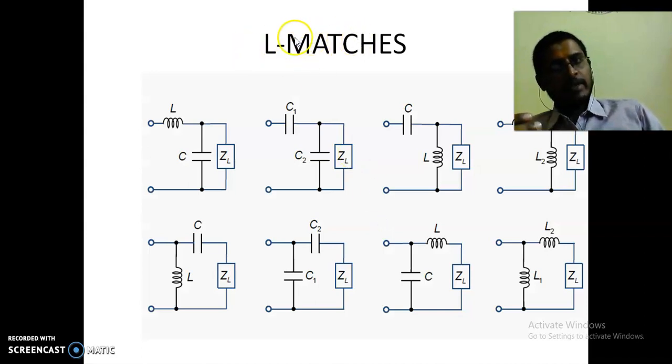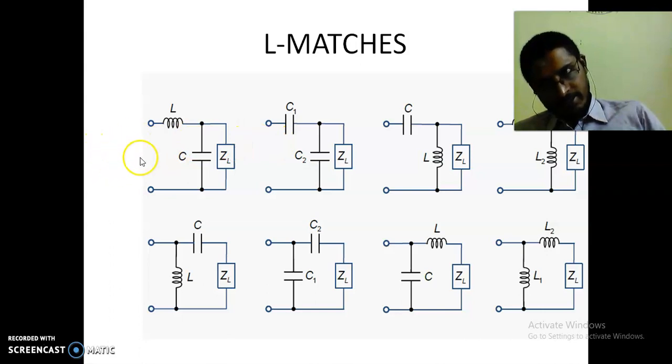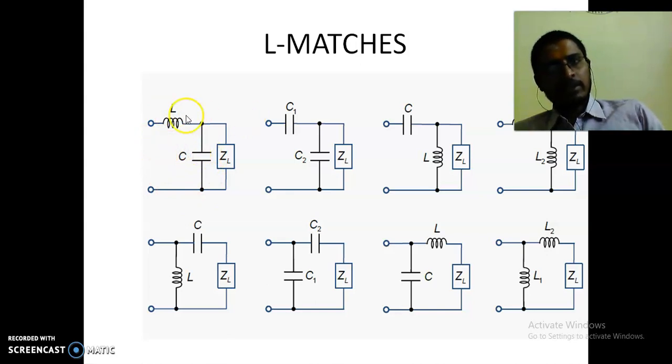First, the L match. Why is it called L match? Here inductors and capacitors are arranged in the form of an L, simply L match. Here we have source resistance RS or source impedance ZS, and load impedance ZL. If these two are not equal, we introduce this L match network. Here the inductor and capacitor are connected in the form of an L.